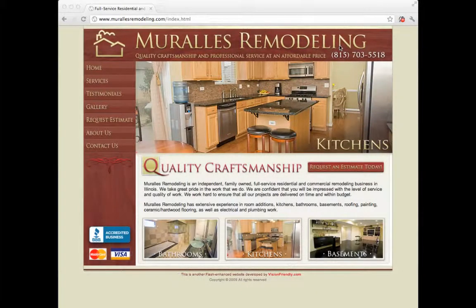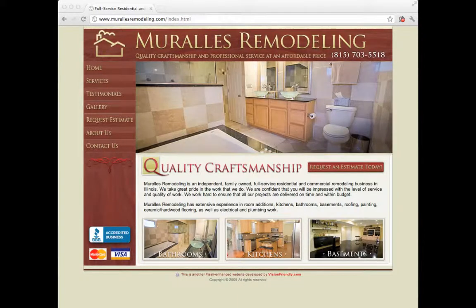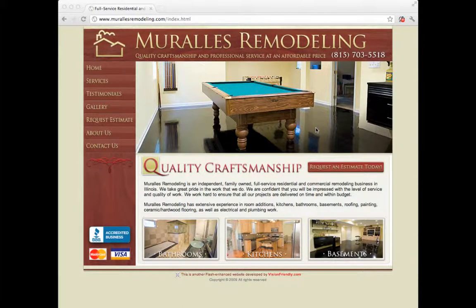And so my first impressions, looks good. I like the way it's laid out. Looks good. Photos, pretty clear, nice looking photographs. That's good. I like the rotating photo here in the middle.